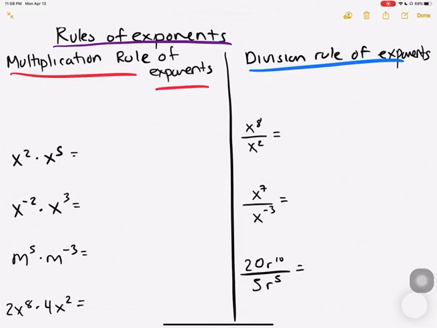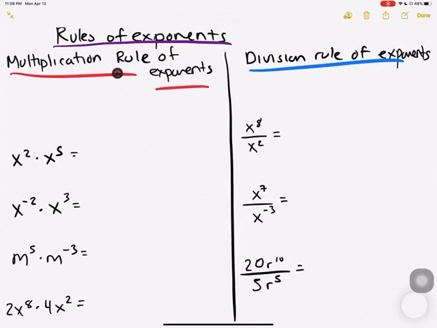Hello guys. So this video is going to be the beginning of a set of videos that are going to explain the rules of exponents. There are about 7 to 8 rules of exponents that are going to come in handy when you're going to try to simplify algebraic expressions. Okay, so the first rule is going to be the multiplication rule of exponents.